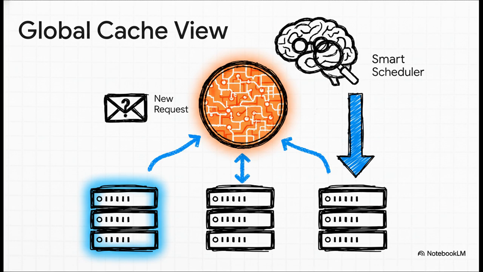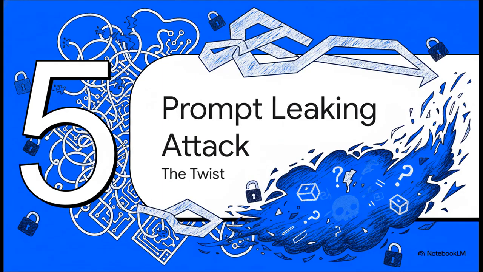So now when your request comes in, the scheduler isn't blind anymore. It just looks at its map and says, aha, the cache for this conversation is on server 3, and sends you right there. Problem solved. So, problem identified, elegant solution engineered. Case closed, right? Everyone can go home.